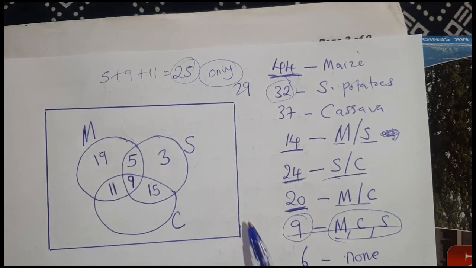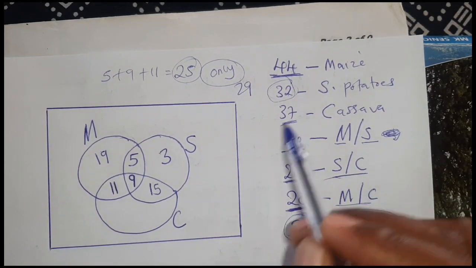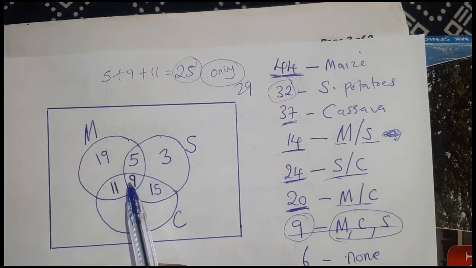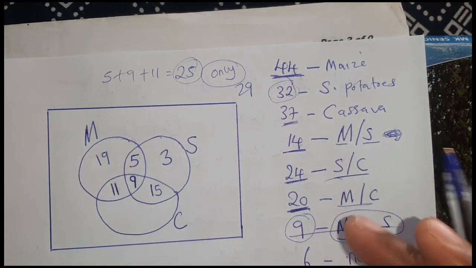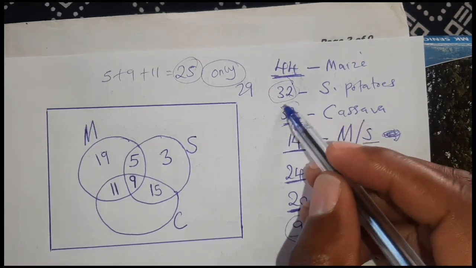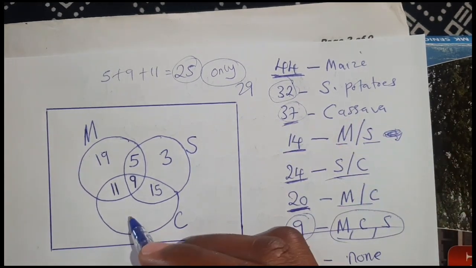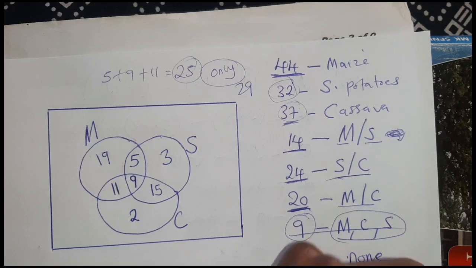Okay? We'll do the same for cassava. They are 37. But first of all, we add this. 11 plus 9 plus 15. Well, we get a 35. Subtract 35 from 37. We're going to have a 2.